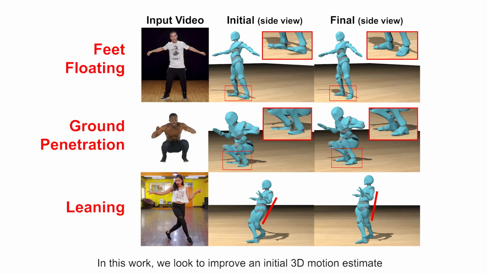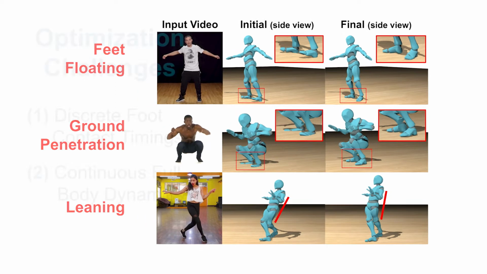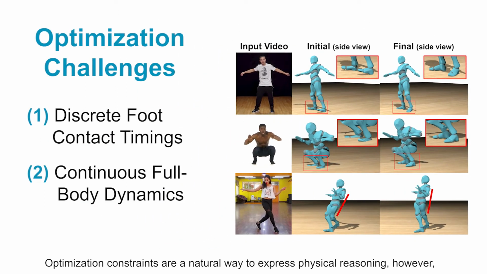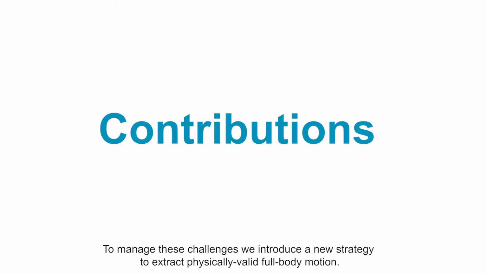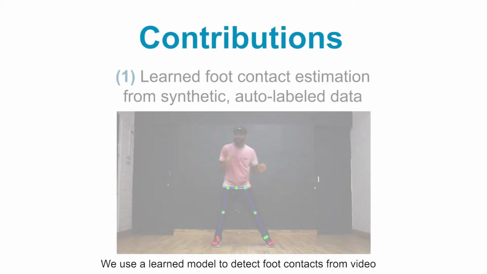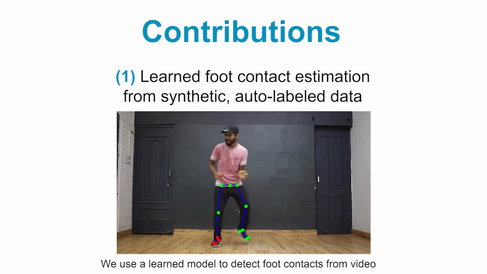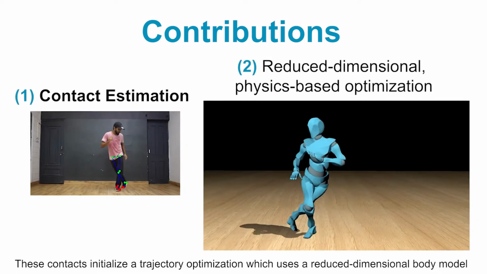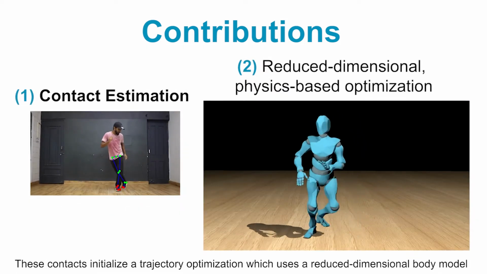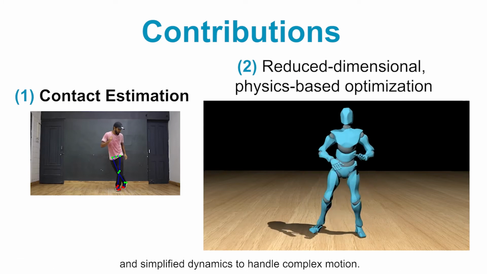In this work, we look to improve an initial 3D motion estimate using physics-based trajectory optimization. Optimization constraints are a natural way to express physical reasoning. However, jointly optimizing discrete foot contacts with continuous full-body dynamics is challenging and prone to local minima. To manage these challenges, we introduce a new strategy to extract physically valid full-body motion. We use a learned model to detect foot contacts from video that uses automatically labeled synthetic data for training. These contacts initialize a trajectory optimization which uses a reduced dimensional body model and simplified dynamics to handle complex motion.